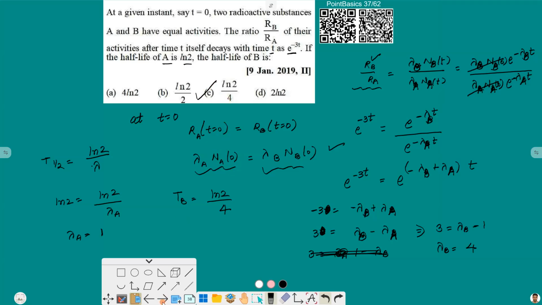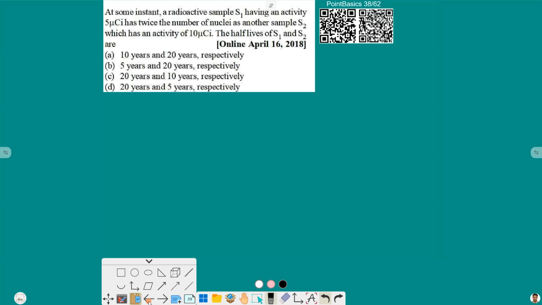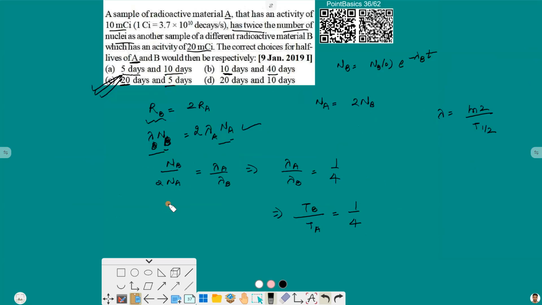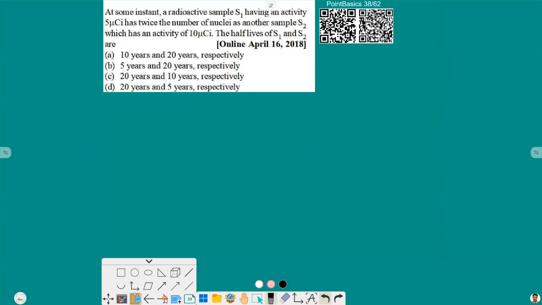Now let us do one more question. At some instant, a radioactive sample S1 having an activity of 5 microcurie has twice the number of nuclei as another sample S2 which has an activity of 10 microcurie. Half-life of S1 and S2. Actually, we have already solved this type of question. This is similar to that one. So let's do it.